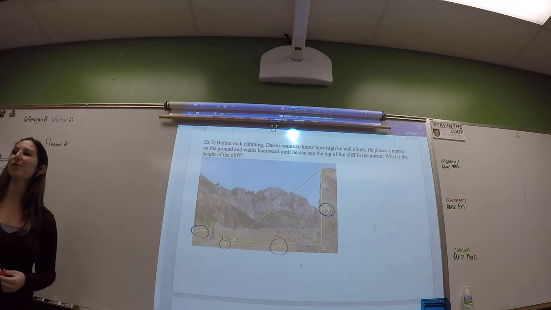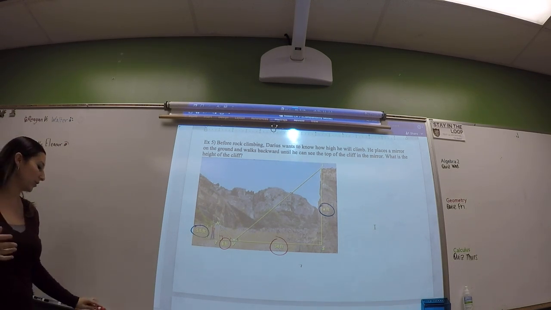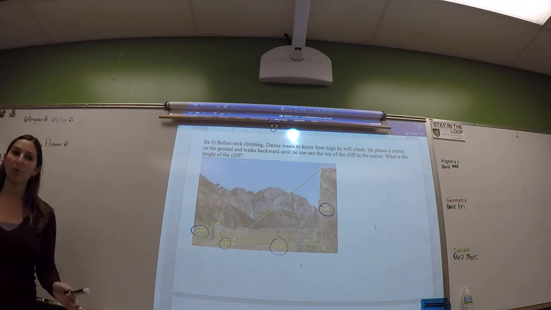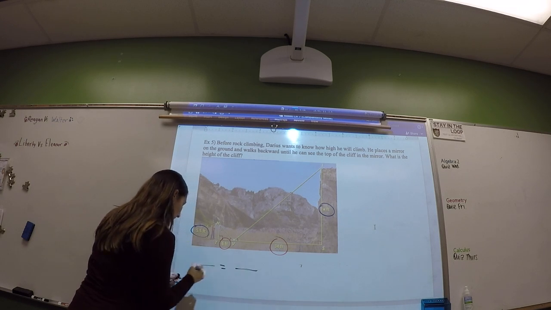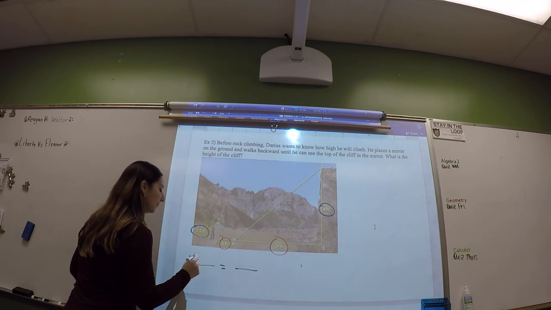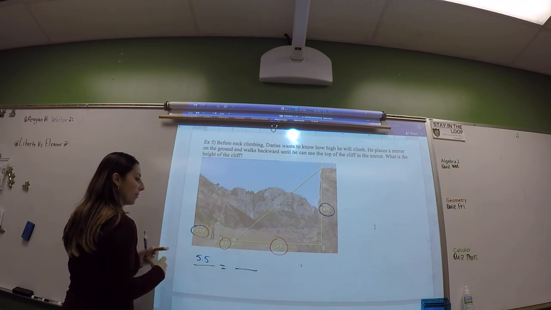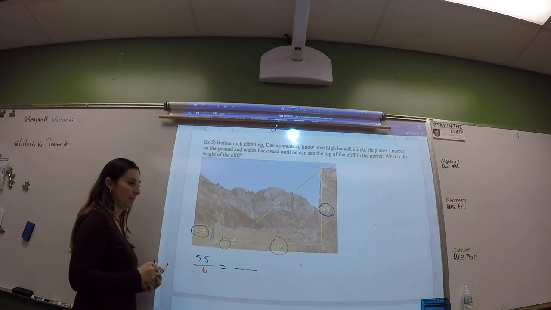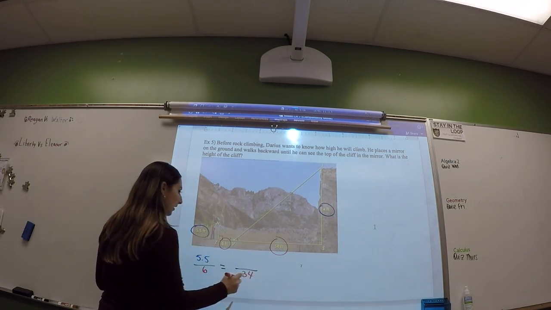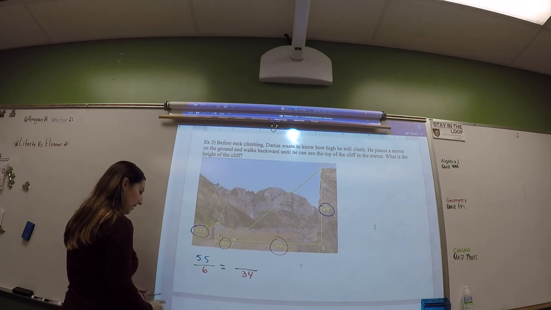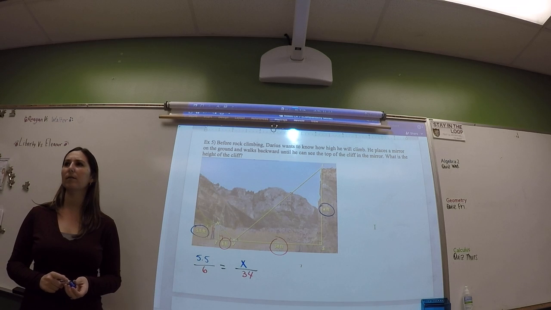So we're gonna solve a proportion relating these things. Now your proportion could look like a number of things. My proportion's gonna look like this. I'm gonna take the height of the dude and put it over his distance from the mirror, and I'm gonna set that equal to the distance the mirror is to the cliff, over the height of the cliff.